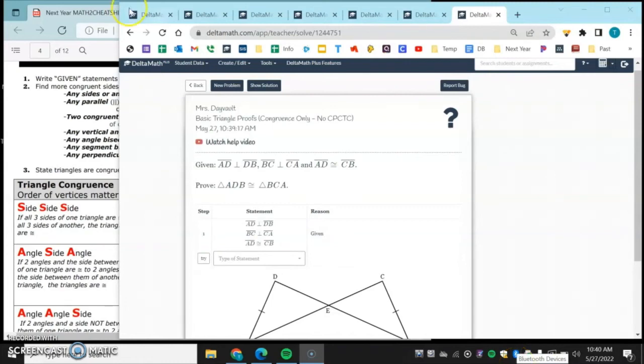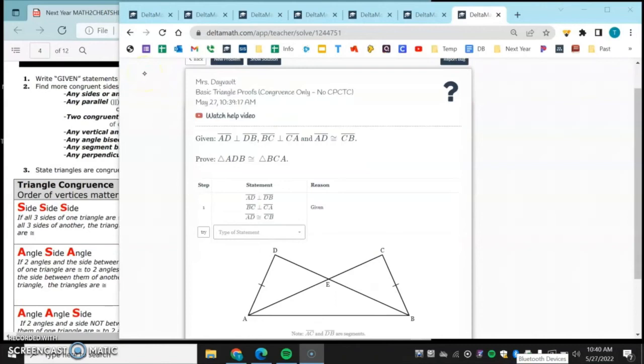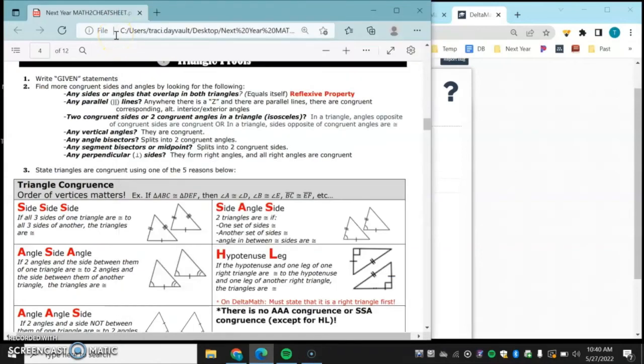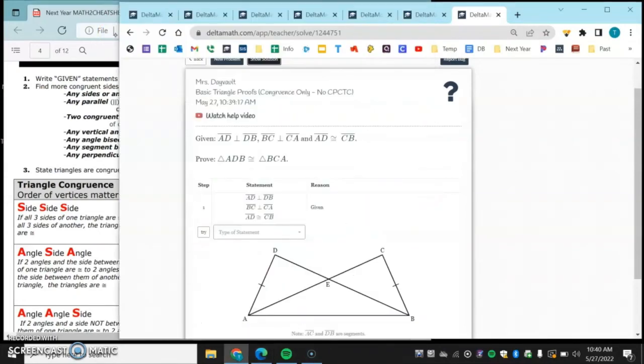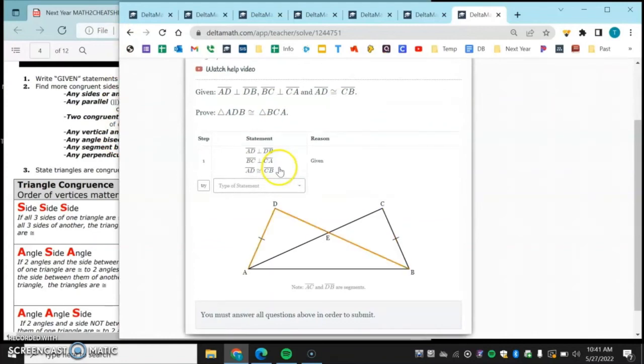I'm going to do one more example with you. There are all different types of questions, so you might see some that are nothing like the ones that I've done. I'm sorry, that's just how it is. All right, so we're given first that we have some perpendicular sides. Remember, perpendicular sides are going to give me some right angles. And we've got some congruent sides. The 2 triangles that we are trying to prove congruent are ADB and BCA.